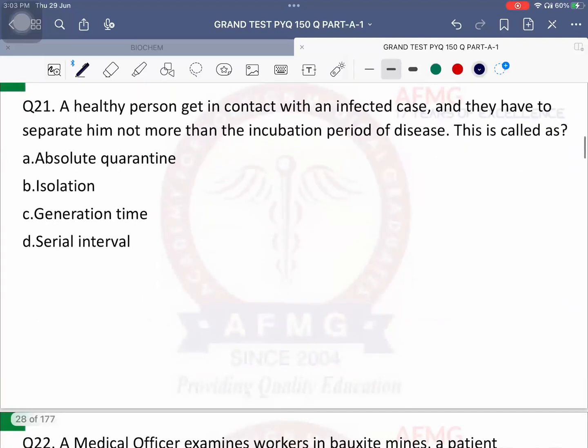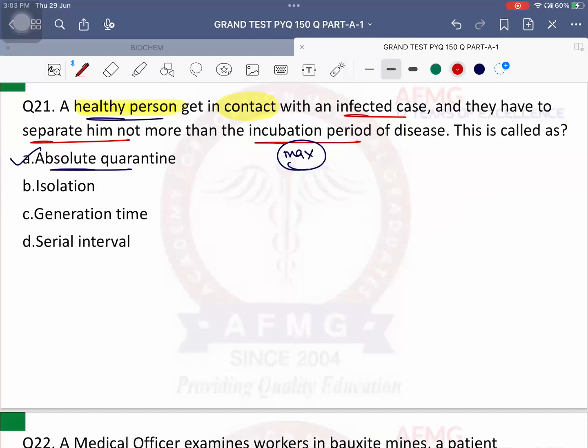Next is question number 21. A healthy person gets in contact with an infected case. Okay, and they have to separate him not more than the incubation period of the disease. This is called as. So definitely if you're separating the healthy person who was in contact with the case, okay, so that is what is the quarantine. And quarantine is usually done for maximum incubation period of that disease. For COVID, the maximum incubation period was 14 days. So for COVID, the quarantine period was 14 days.